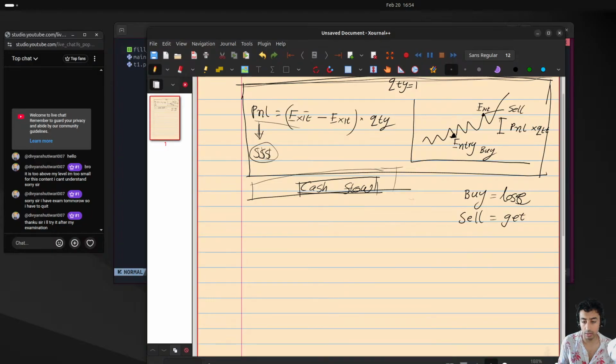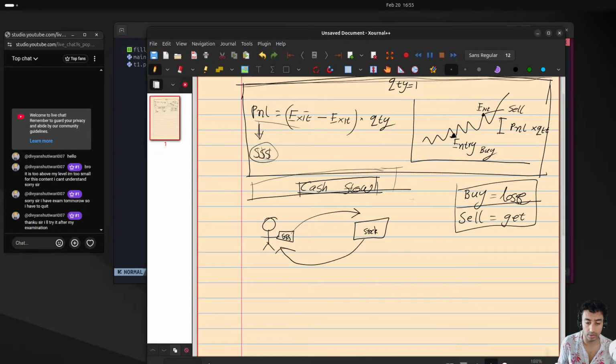Okay, so you lose money when you buy, and when you sell you get it. That makes sense, right? Think about it as imagine you want to buy a stock. This is a stock, and you've got to pay money. The buy means that this is your money, so you actually lose it. You exchange the money for getting the stock. And then selling is the opposite. In the selling situation, you already hold the stock.